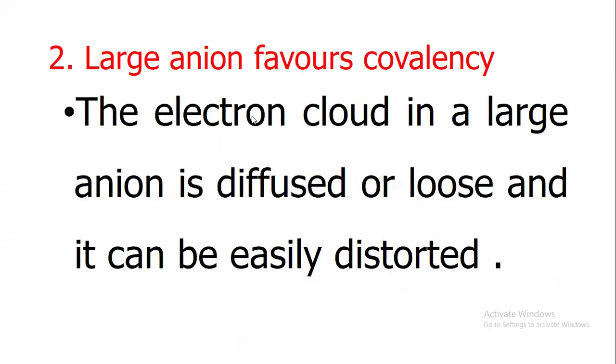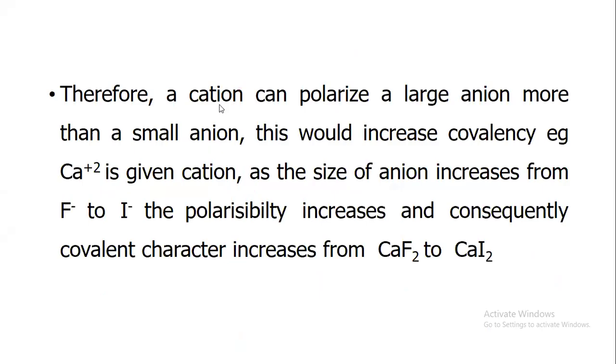Large anion favors covalency. The electron cloud in a large anion is diffuse or loose and can be easily distorted. Therefore, a cation can polarize a large anion more than a small anion. This would increase the covalency. Example: calcium is the given cation, and as the size of the anion increases from chloride to iodide, the polarizability increases and consequently covalent character increases from calcium chloride to calcium iodide.